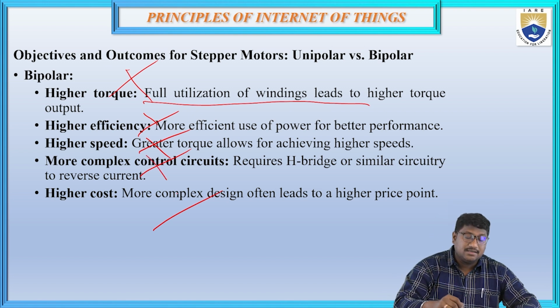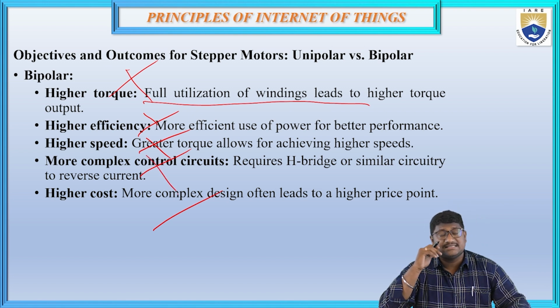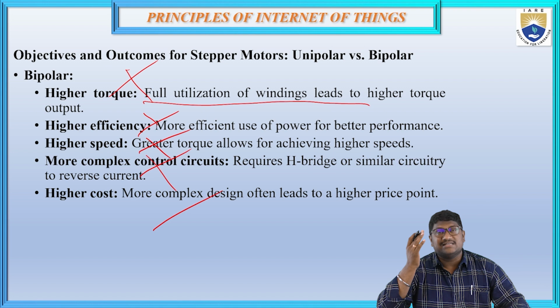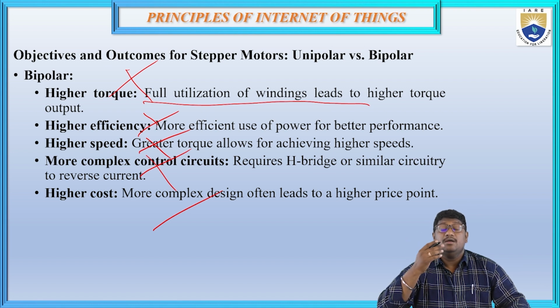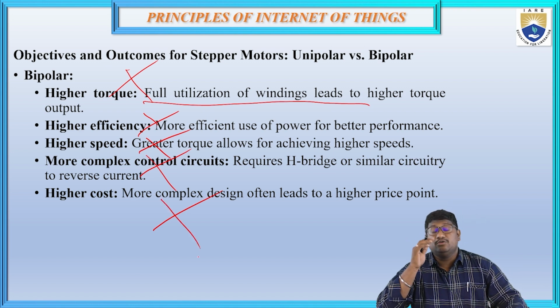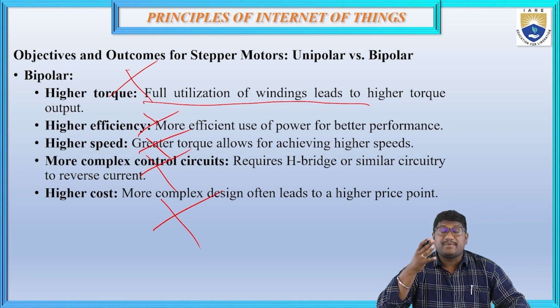Coming to the next one, which is more complex control circuits, which requires an H bridge or similar circuitry to reverse the current. For this purpose, we are using more complex control circuits. And coming to the last factor, which is the cost factor. Here the cost was high. Why? Because we are using more complex designs, which lead to higher price points. These are the outcomes for bipolar stepper motors.